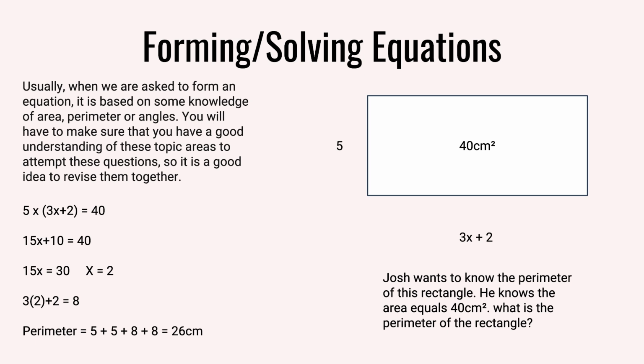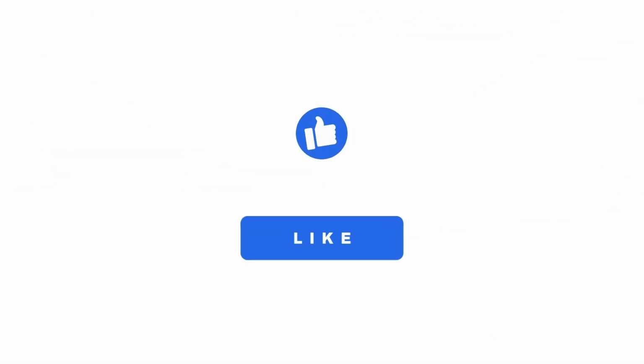He then subs in 2 to 3x plus 2, so 3 times 2 plus 2 equals 8, and the perimeter is adding all the sides together, so 5 plus 5 as they are equal, 8 plus 8 as they are equal on opposite sides, to get the answer of 26. These will be the sort of things you'll have to find out when answering forming and solving equations.